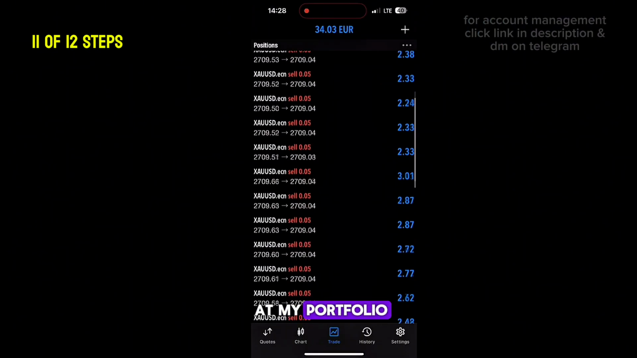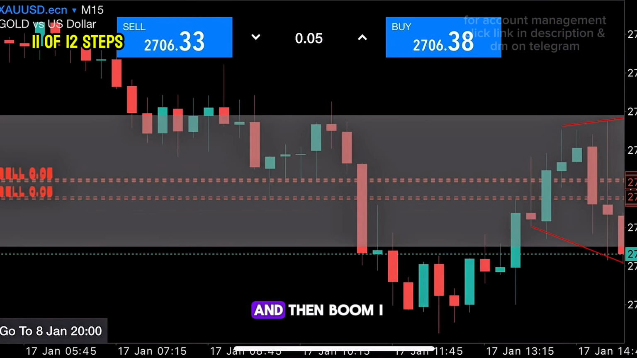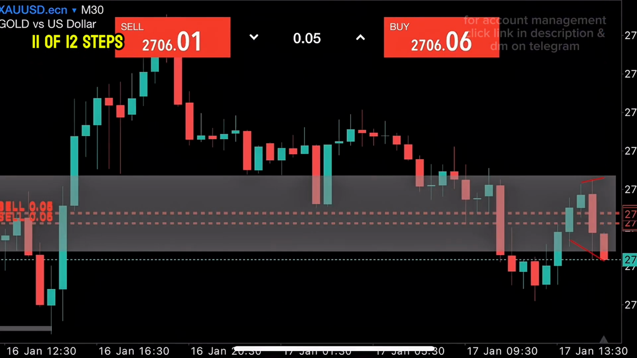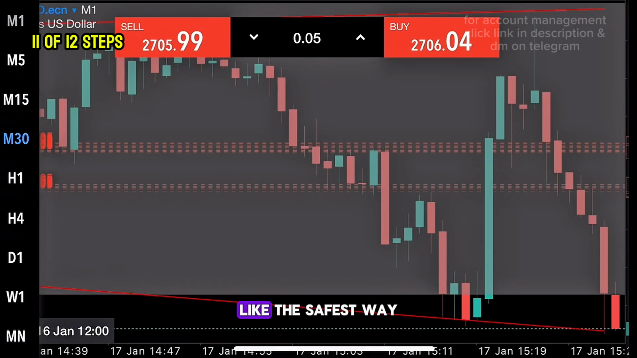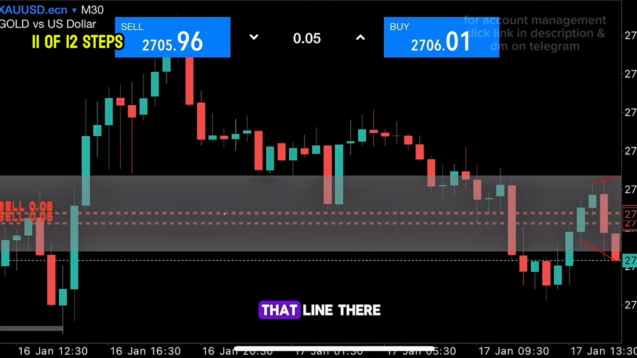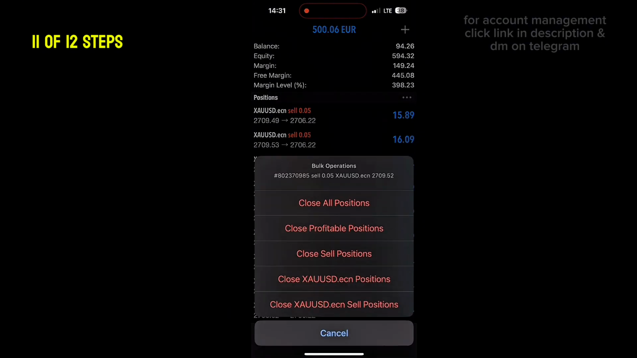And if you look at my portfolio, you can see this was in blood there. You can see I was barely making it alive there. And then, boom, I started seeing results. Price was already reaching that line there. And the safest way to trade this is just to close around that line there. That's literally how most people trade Quasimodo. They close around that line there.